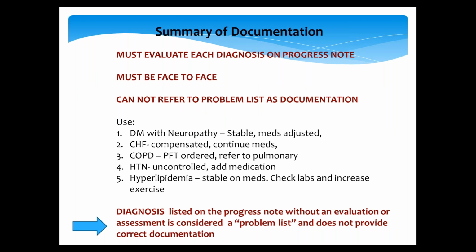Very important. So, summary of documentation, you must evaluate each diagnosis on the progress note. It must be face-to-face. You cannot refer to the problem list as documentation. So here's some examples of what you can use: the diabetes with neuropathy, stable, meds adjusted, hypertension uncontrolled, add medication. So a diagnosis, even if it's listed on the progress note without an evaluation or assessment, is considered a problem list, and does not provide the correct documentation.